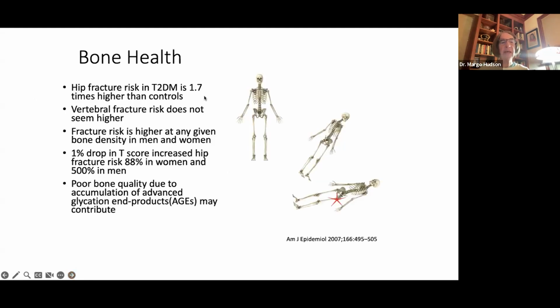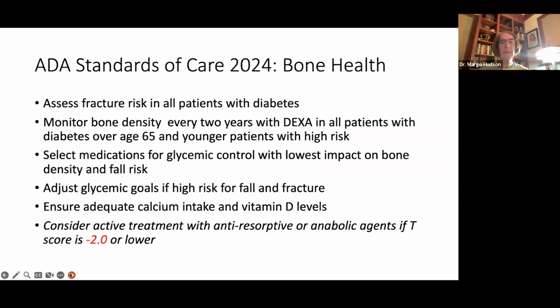So, as I said, hip fracture risk in type 2 is almost twice as high. Vertebral fracture does not seem higher. Fracture risk is higher at any given bone density for men and women. A 1% drop in a T-score increased hip fracture risk 88%, so almost doubled it in women, and increased it by 500% in men. Again, it's the advanced glycation end products that we postulate.